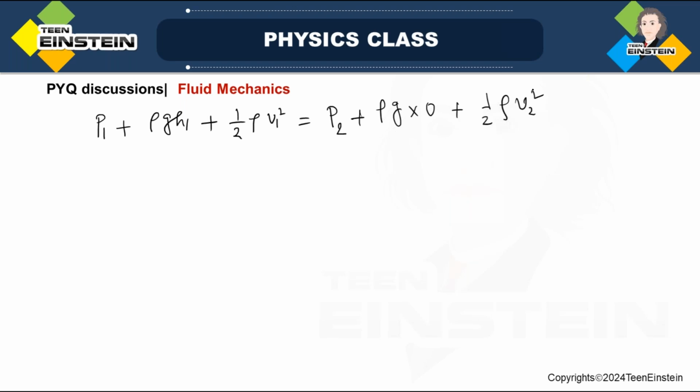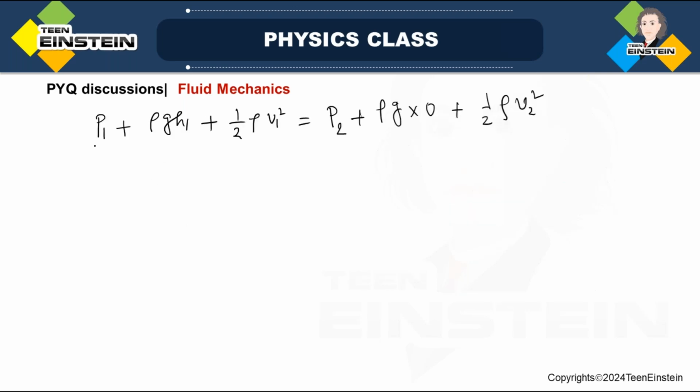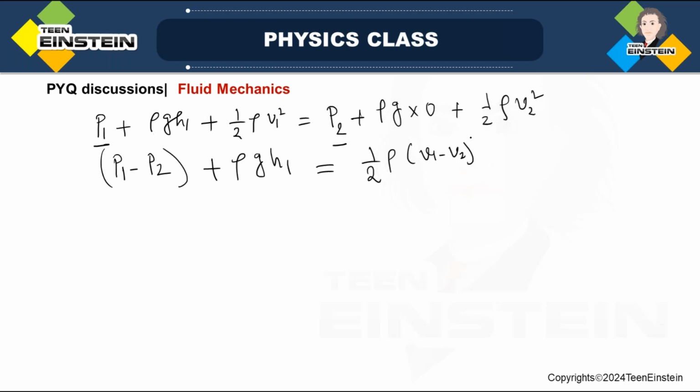Now what I have to find out? I have to find out the velocity v1. So that is what is asked in the question. What is the velocity of the fluid at the wider section? So let me see this thing. P1 minus P2, this is actually given. Okay, that I can write. And see, this is rho g h1. This is there, and here I can write half rho, v1 square minus v2 square.